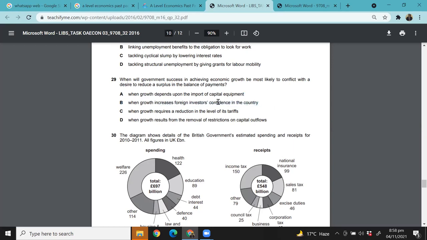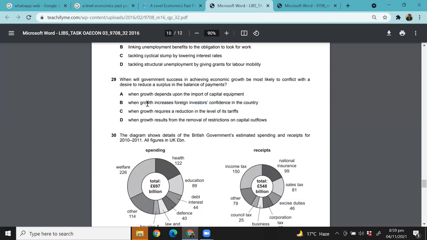My question to you is, when foreign investment is coming to Pakistan, will that increase your surplus or decrease your surplus on the balance of payment? Will that reduce your surplus? What do you think? Let's see if you got this correct. That will increase your surplus. Excellent, right? So here there is a conflict.